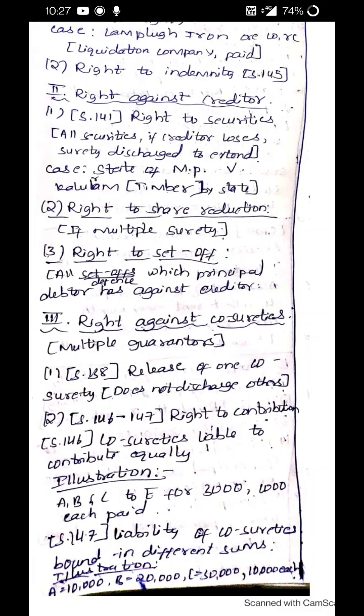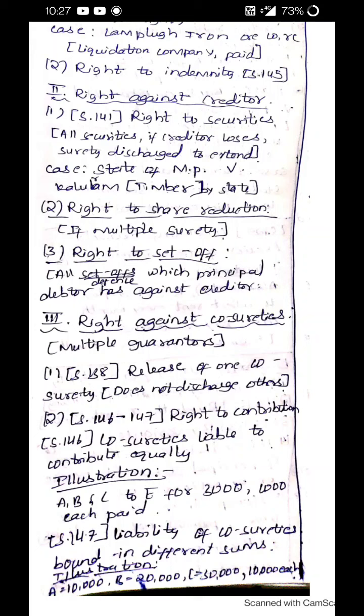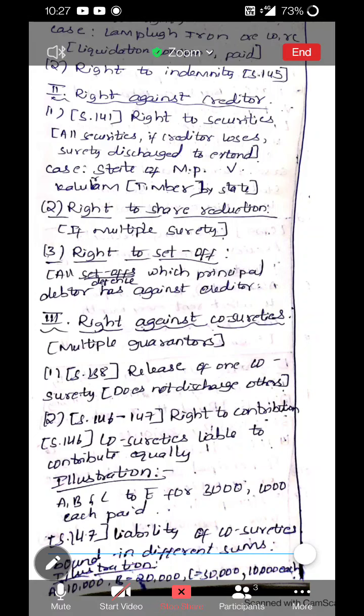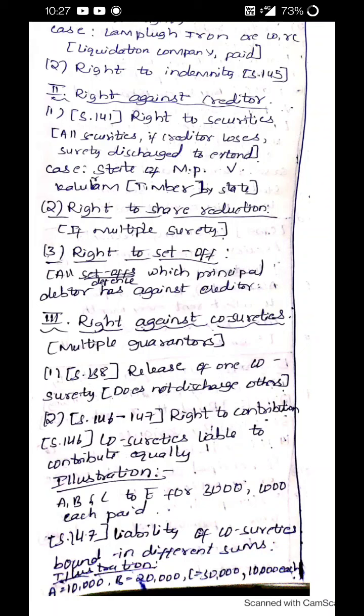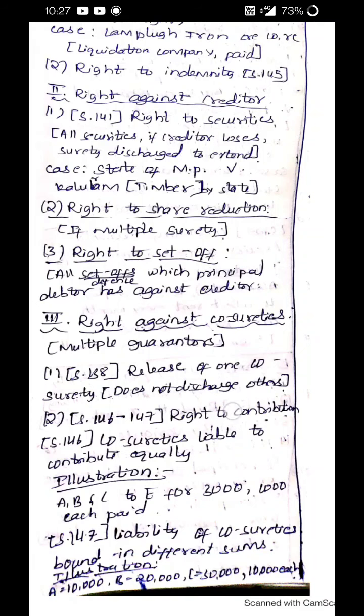Section 147 says that the liability of co-sureties bound in different sums. Say A promises to cover a guarantee of 10,000 rupees, B provides a surety of 20,000 rupees, and C sets a limit of 30,000 rupees, and the principal debtor causes a loss of 10,000 rupees to the creditor. Then all three of them will have to pay to the extent of their limitation. For example, they will have to pay 10,000 each. That's all. That concludes the chapter.